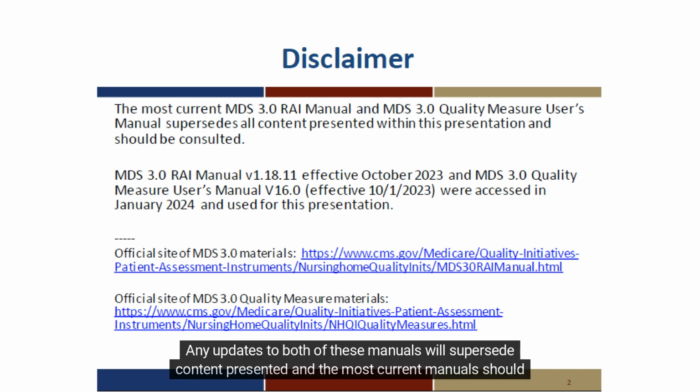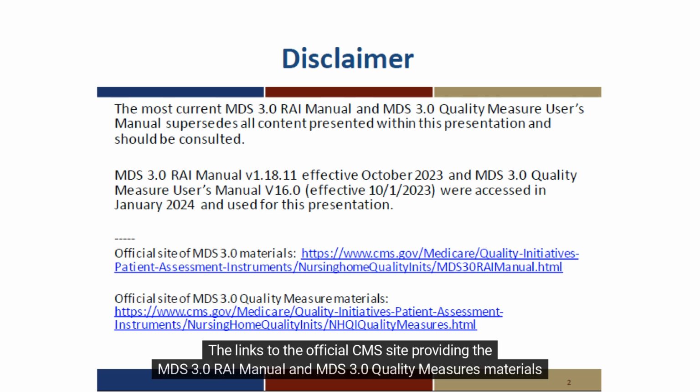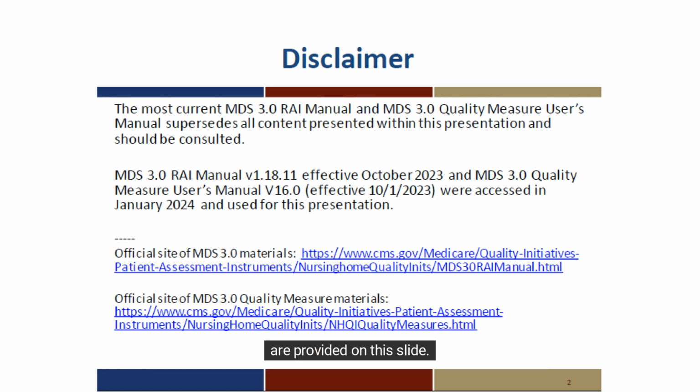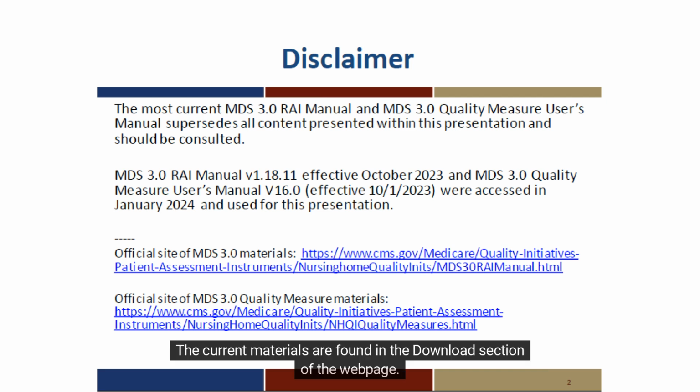Any updates to both of these manuals will supersede content presented, and the most current manuals should be utilized at all times. The links to the official CMS site providing the MDS 3.0 RAI manual and MDS 3.0 quality measures materials are provided on this slide. The current materials are found in the download section of the webpage.